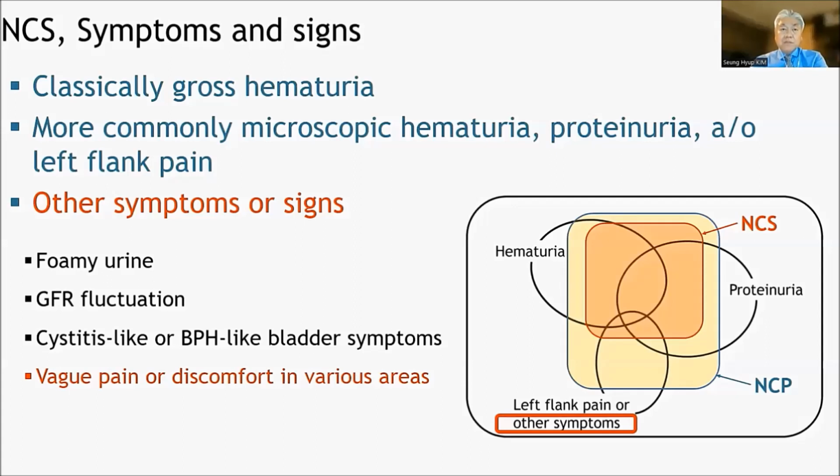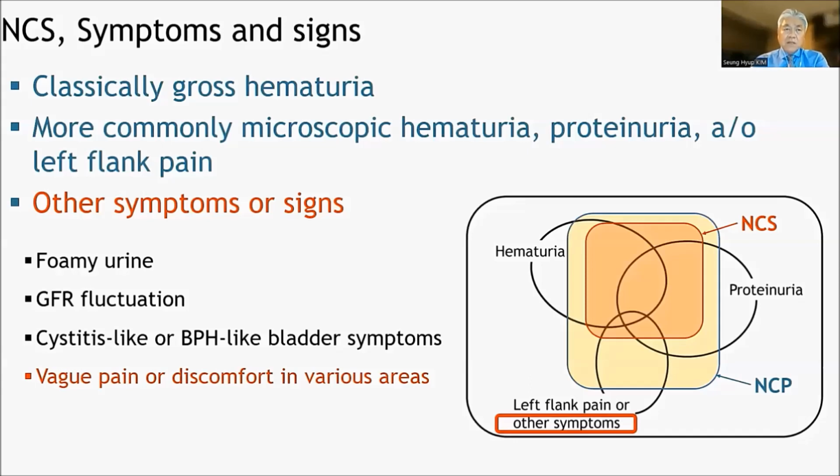Also, in many patients with the Nutcracker, they have fluctuating glomerular filtration rate, sometimes low glomerular filtration rate, and sometimes normal glomerular filtration rate. This fluctuation is probably a result of different degree of Nutcracker phenomenon according to the sleeping posture. Sometimes Nutcracker patients have cystitis or BPH-like bladder symptoms, and many of those patients have pelvic or perivascular collaterals.